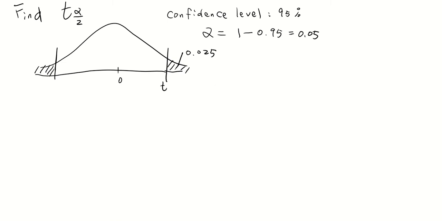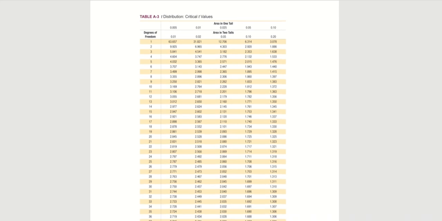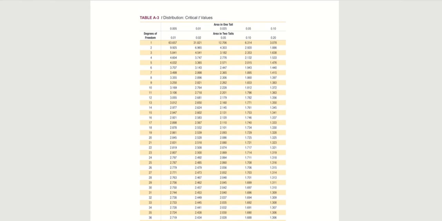And t alpha over 2 is this value. The area to the right of this t value is 0.025, or alpha over 2. We can find this value in this text. We'll call it the A3 table, which is the t distribution table with critical t values. On top, you can see it says area in one tail, area in two tails. So we will use area in two tails, and our alpha value is 0.05 here, right in the middle.